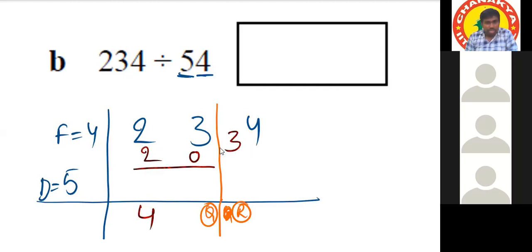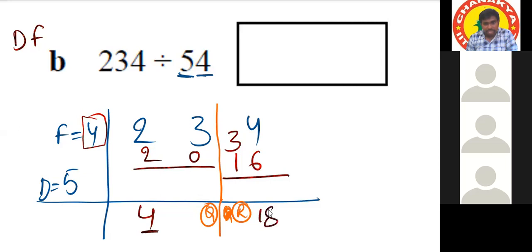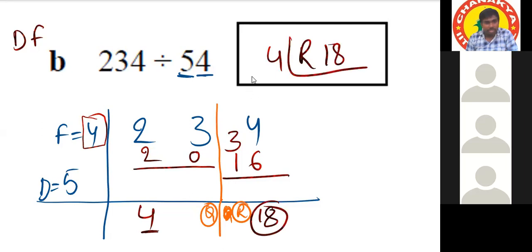Next, after the divisor, what do we have to do? We have to multiply with the flag. Now, what is the flag multiplied by 4? 4 fours are 16. 34 minus 16 is how much? 18. That's the remainder. So the answer for this question is 4 with a remainder of 18. Got it?